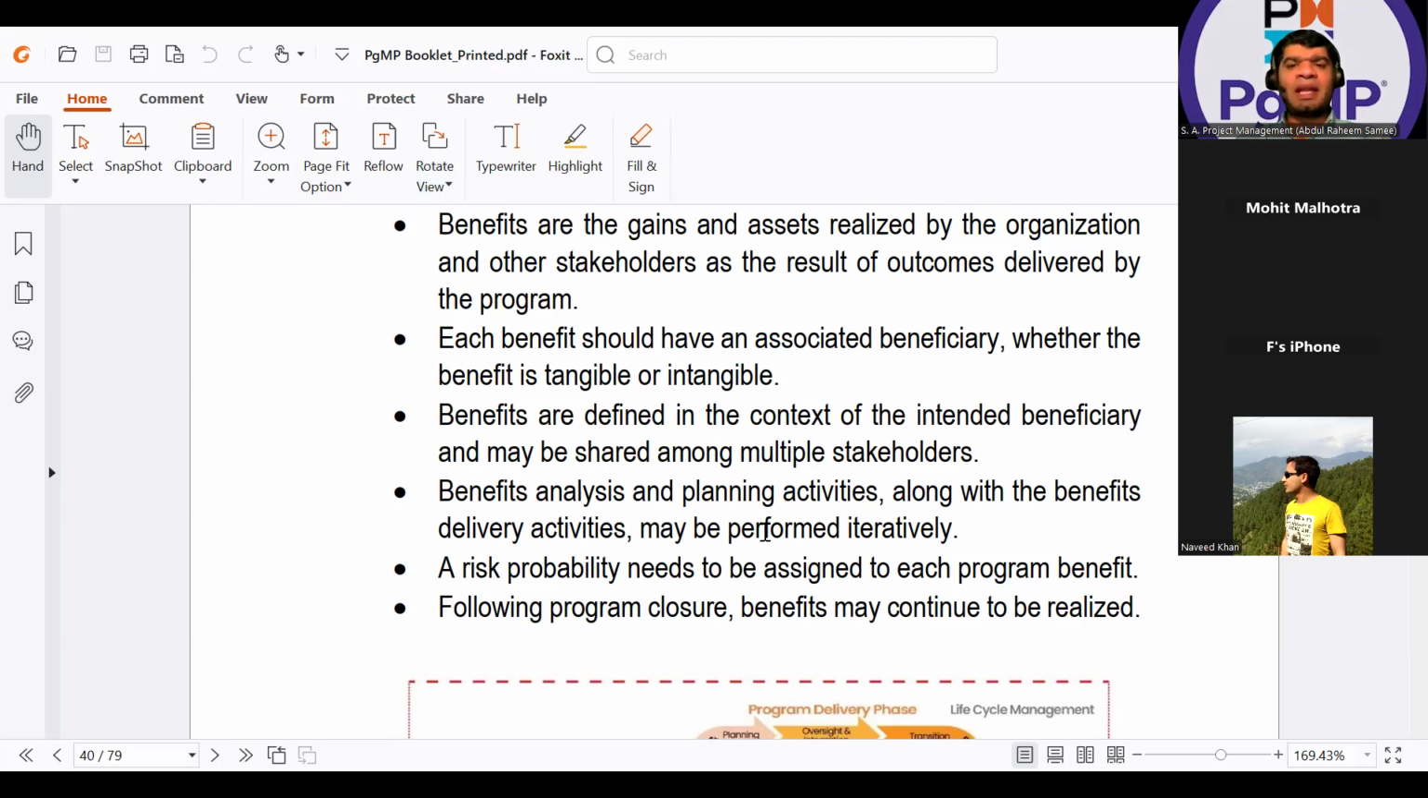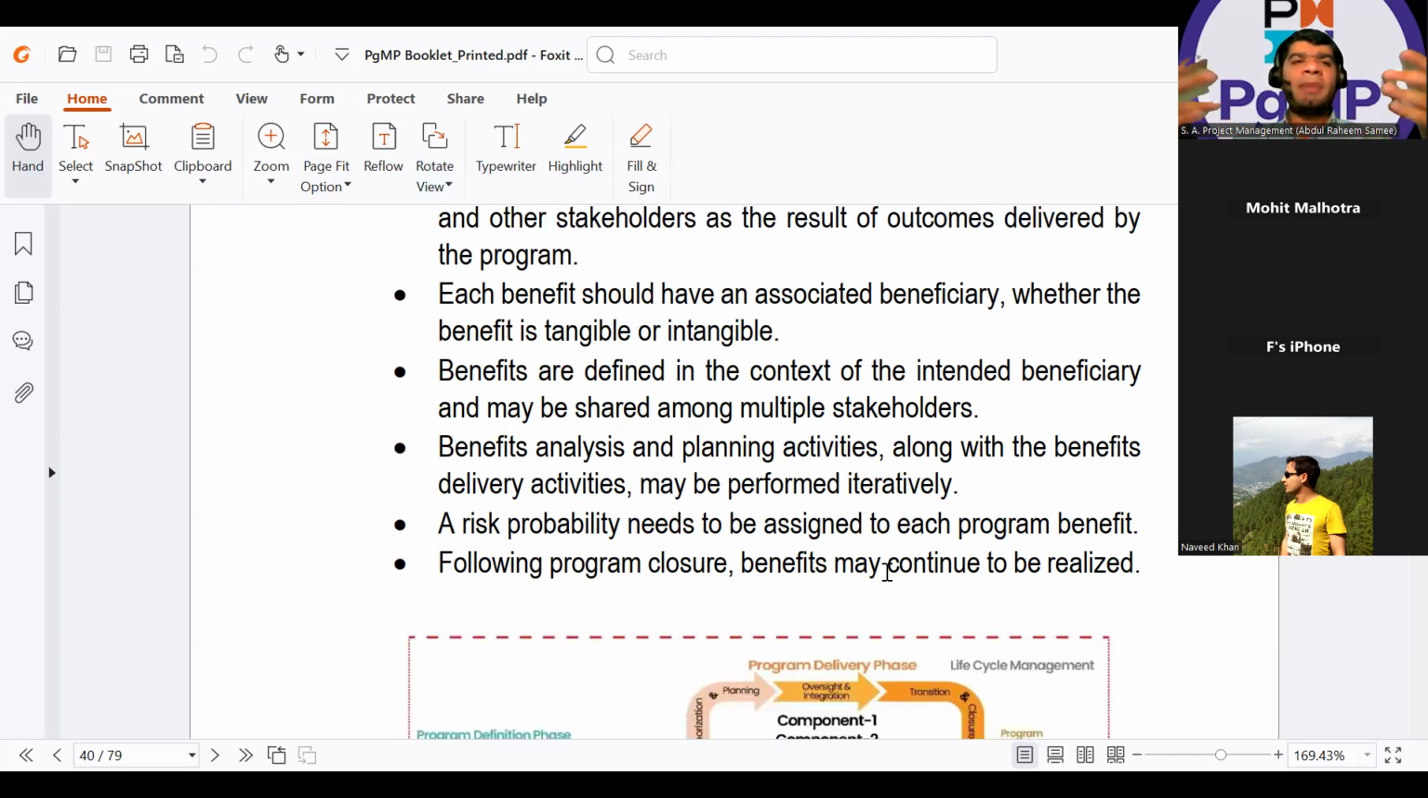Benefit analysis and planning activities along with the benefits delivery activities may be performed iteratively whenever needed, meaning grooming the benefit register. We have seen a lot of real examples. I have shown all of you in our question classes that the benefit register has multiple columns, in which first is the benefits identified, then you have the benefits owner, benefits targets, how you will measure it. A lot of things can be part of your benefit register. And that's why we say that analysis and planning can be done throughout your program lifecycle or iteratively.